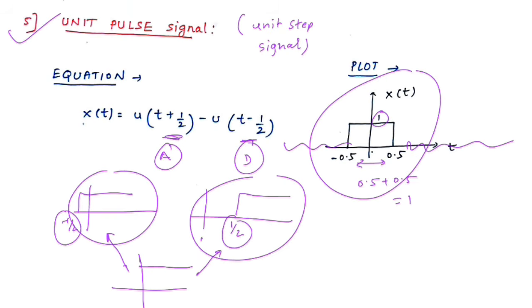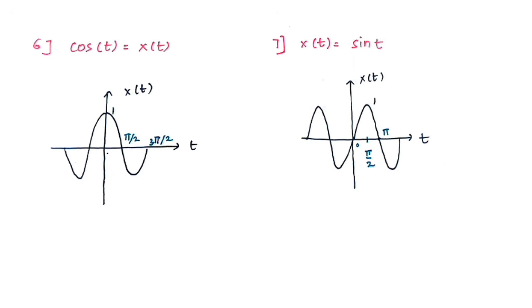Now let's move forward to the next signal. These are the easy signals. We have x of t equal to cos t, then x of t equal to sin t. For x of t equal to cos t, you have to basically put the values of omega. So omega is 0, like the t is 0, okay.